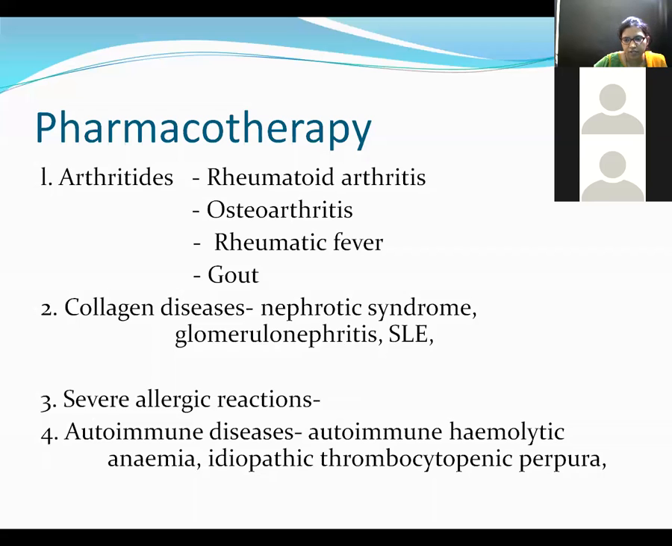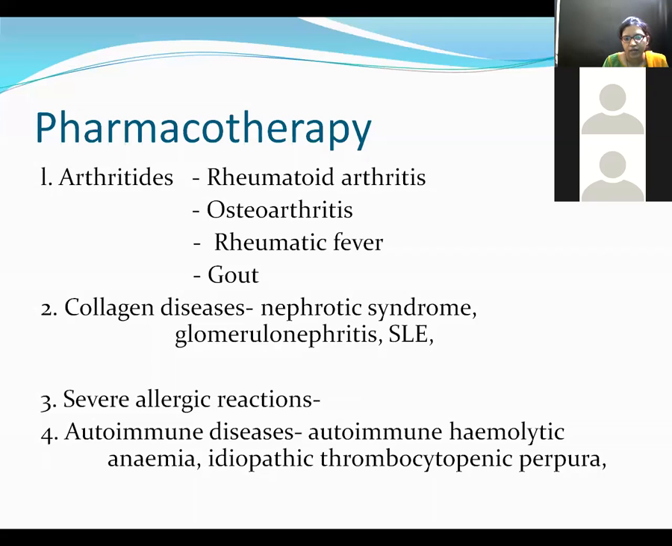Arthritis is an inflammation of joints. Arthritis can occur in rheumatoid arthritis, osteoarthritis, rheumatic fever or gout. In all these conditions, inflammation of the joint occurs. The early line of treatment is NSAIDs, non-steroidal anti-inflammatory drugs. If the patient is not responding to NSAIDs, then glucocorticoids can be given in later cases, orally or as an intra-articular injection.